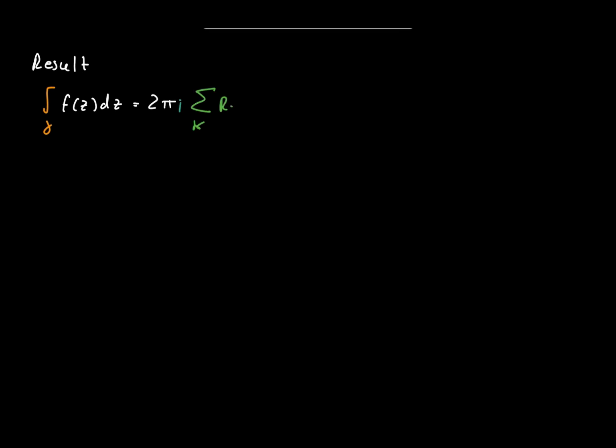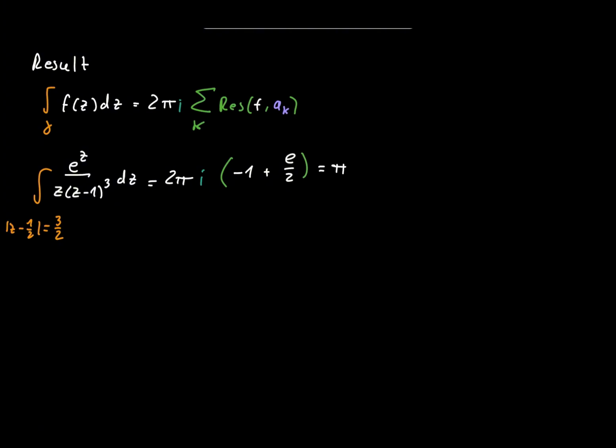Now we add both residues, minus 1 plus e over 2, and multiply by 2 pi i. So the final result is pi i times (e minus 2). And this shows the full power of the residue theorem. We don't compute integrals anymore. We just compute residues and add them.